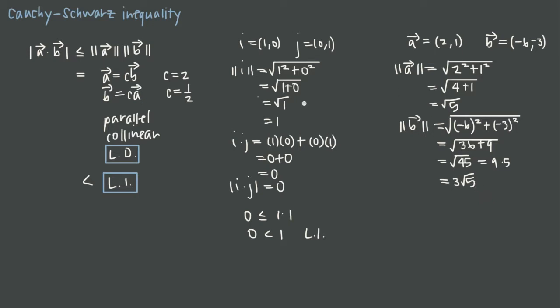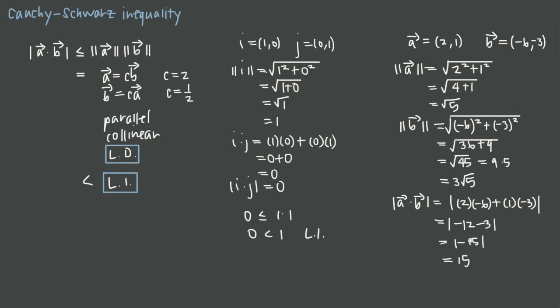And then we need the absolute value of the dot product of the two vectors. So the absolute value of the dot product of A and B will be equal to the absolute value of the product of the first components, 2 and -6, plus the product of the second components, 1 and -3. That's going to be equal to the absolute value of -12 minus 3, or the absolute value of -15, which is 15.